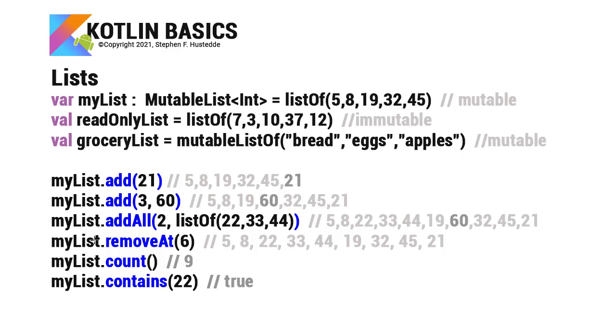We can remove an element by specifying the index. We can get the count of how many items there are, and we can also determine if the list contains a value, and that returns a Boolean true or false.